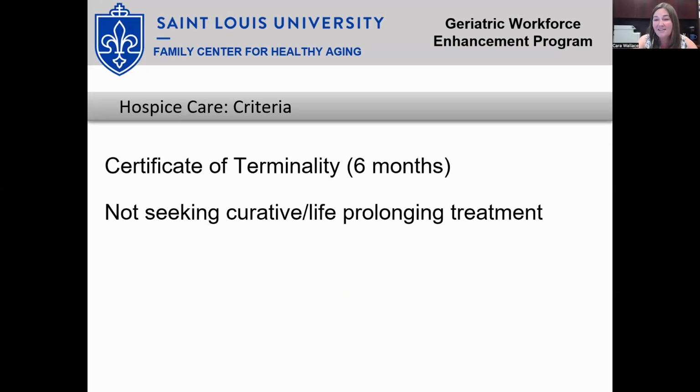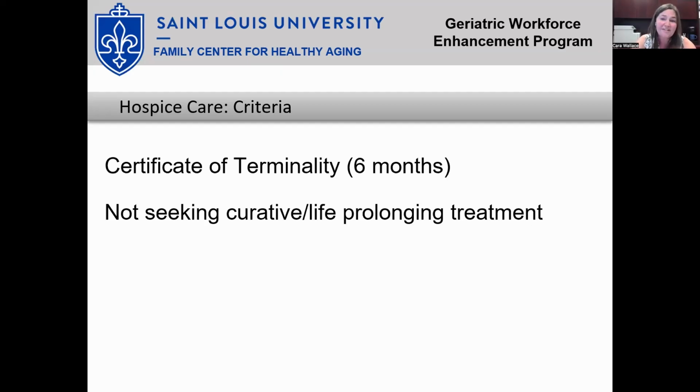The two main criteria that make someone eligible for hospice care begin with a certificate of terminality, which means that a physician has looked at a patient and said, I wouldn't be surprised if 6 months from now this person was no longer living. That doesn't mean that the patient dies within 6 months. There are lots of hospice patients who have lived much longer than that, and there's a process for recertifying them for ongoing hospice care.